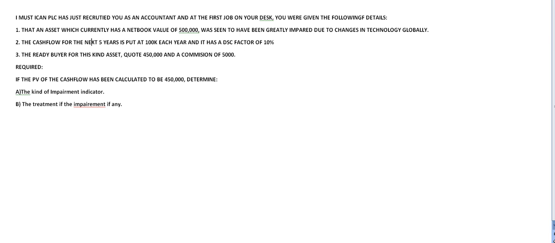Required: if the present value of the cash flow has been calculated to be 450, determine the kind of impairment indicator, and the treatment of the impairment, if any.